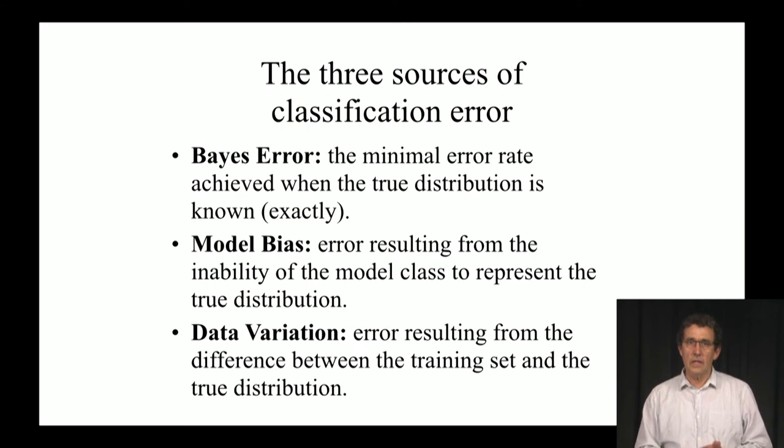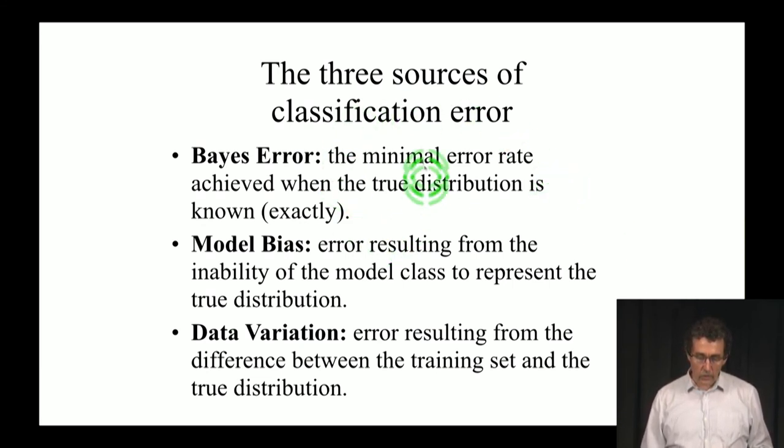And the third is data variation, because we're actually fitting our model to a sample of the data, not to the true distribution. Therefore, if the amount of data that we have is small and the flexibility of the model class is large, then we're going to have a big difference between training set and test set error. Okay, so these are the three types.